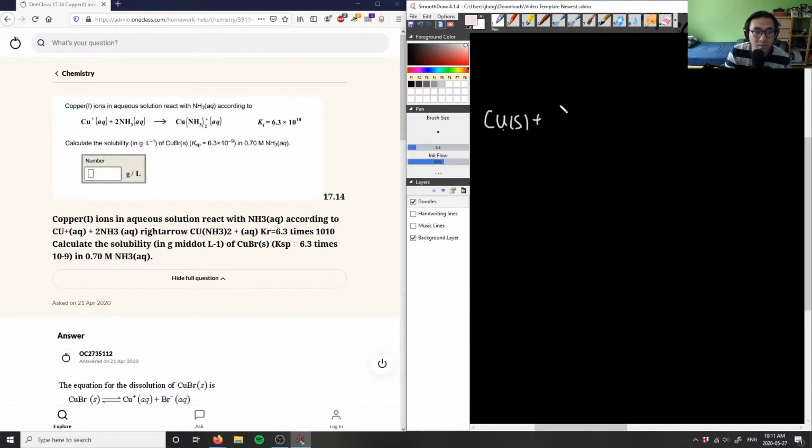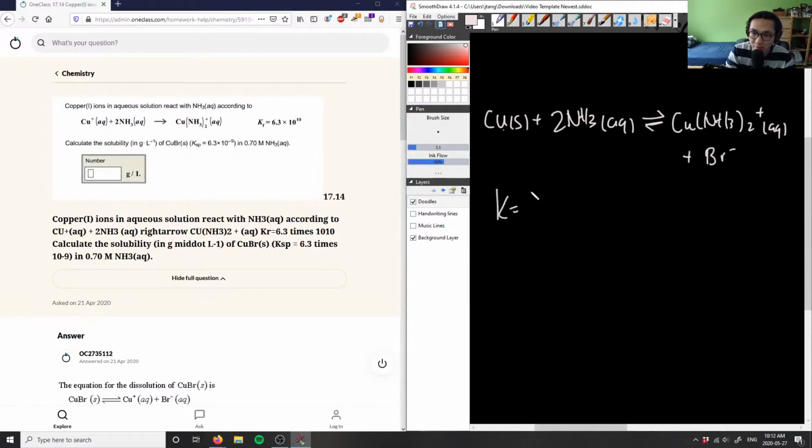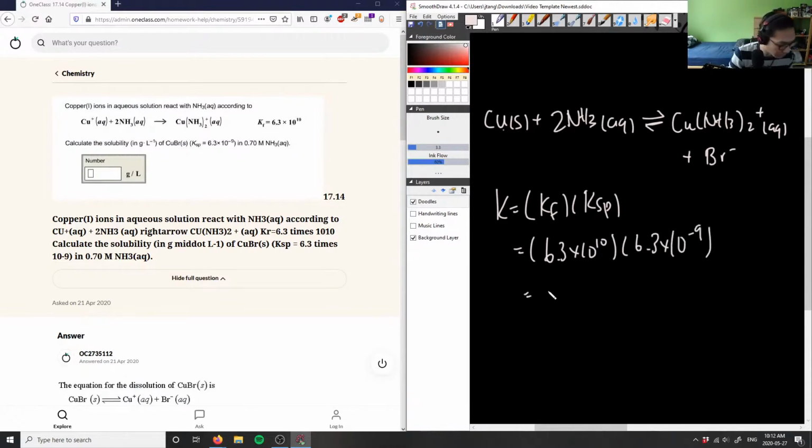So CuS plus 2NH3 to give us Cu(NH3)2 2+ Br minus, and I said our K value is simply the product of Kf times Ksp, and we calculate that to be 6.3 times 10 to the 10 times 6.3 times 10 to the negative 9, and we said it was 396.9.